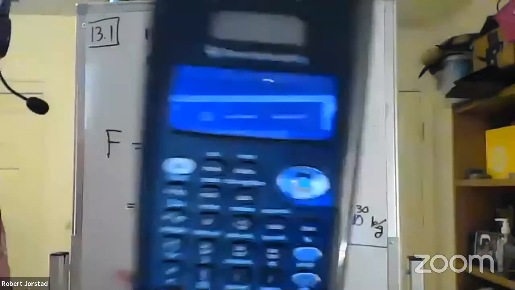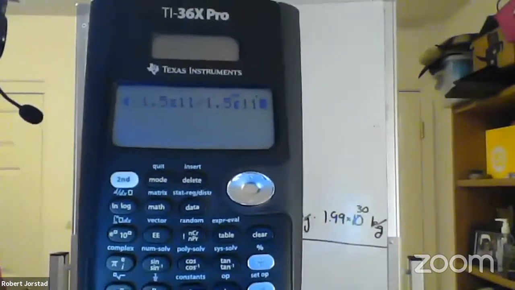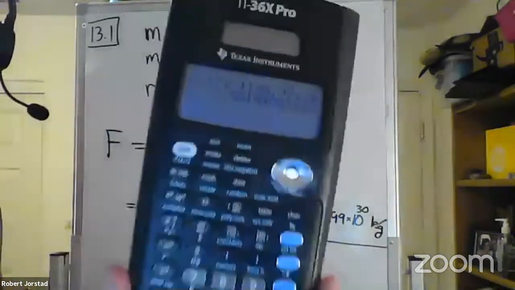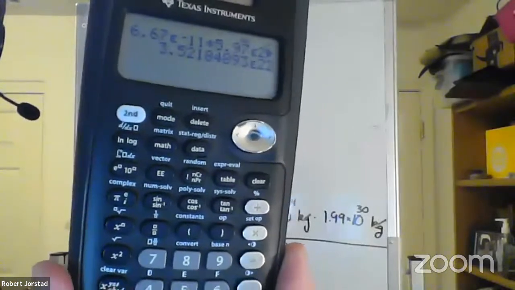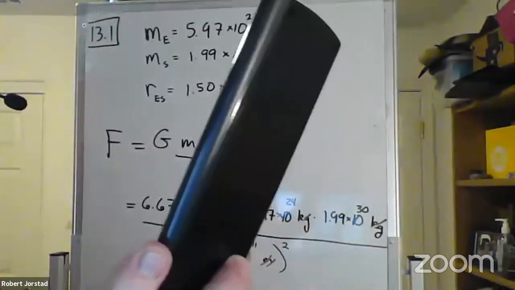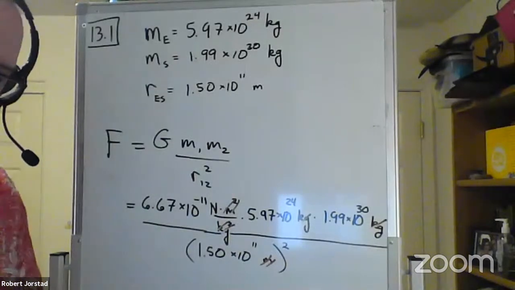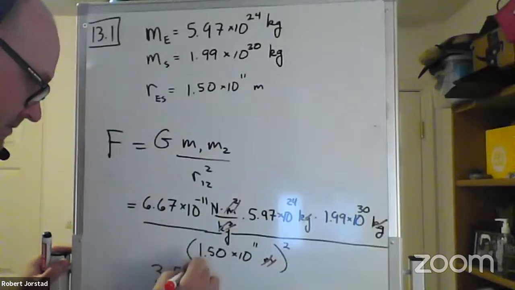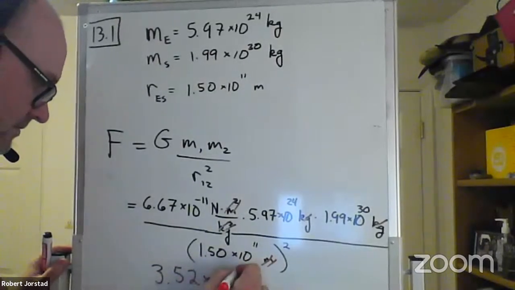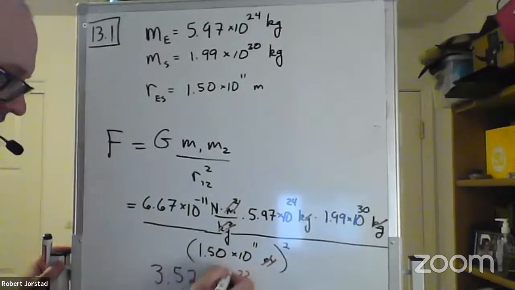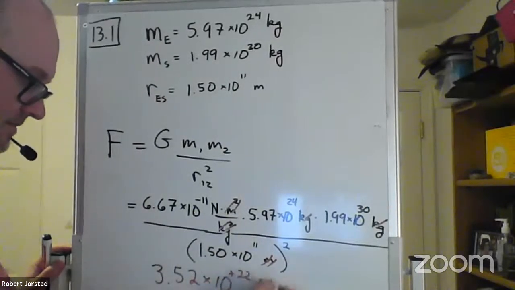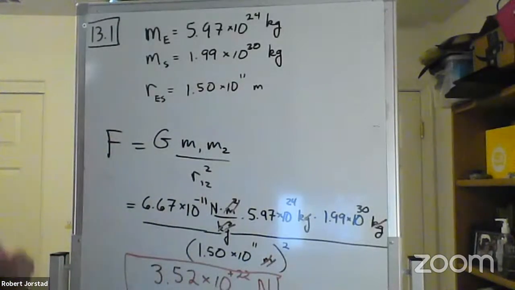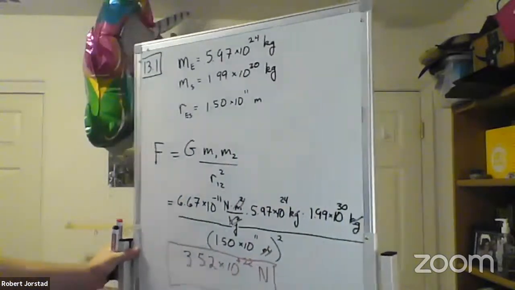So what I'm doing, instead of squaring it, I'm just dividing by it twice like that. And so I got about 3.53 or something, 3.52. Yeah, something like that. Times 10 to the 22 newtons. Ten to the positive 22 newtons. All right. So far, so good.